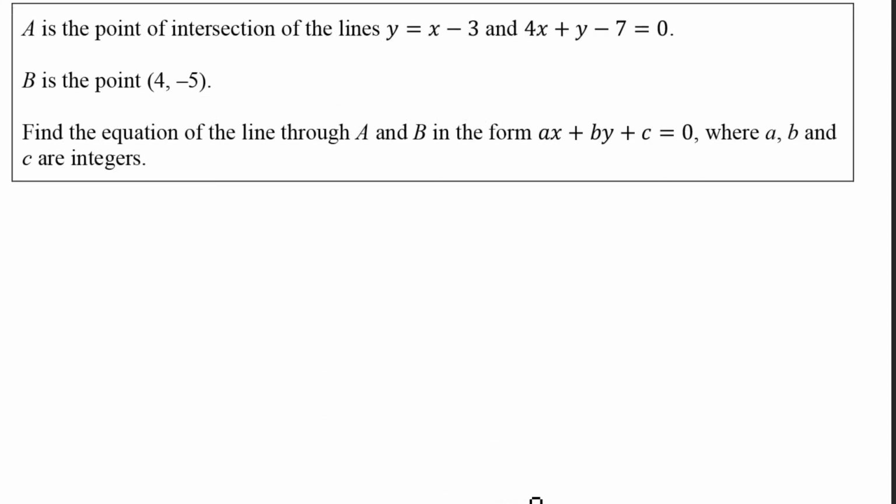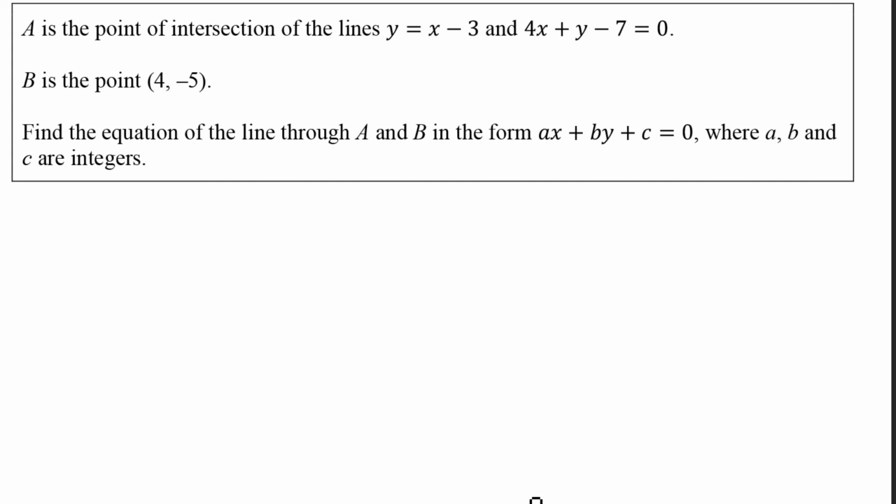Final example, a little bit more fully featured. This is quite a common thing where you will be given lots of different bits of information, and be expected to slowly work through yourself. So in this question, A is the point of intersection of two lines given to us in two different forms. B is another point which is given to us, and we need to find the equation of the line through A and B in the form ax plus by plus c equals 0, where a, b and c are integers. Now if we were doing this completely from scratch, we would have to start off by finding what the point A is.